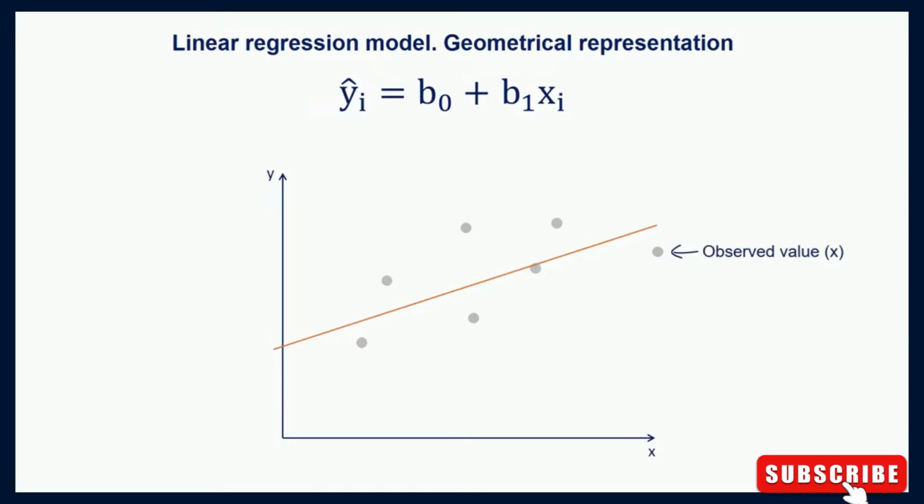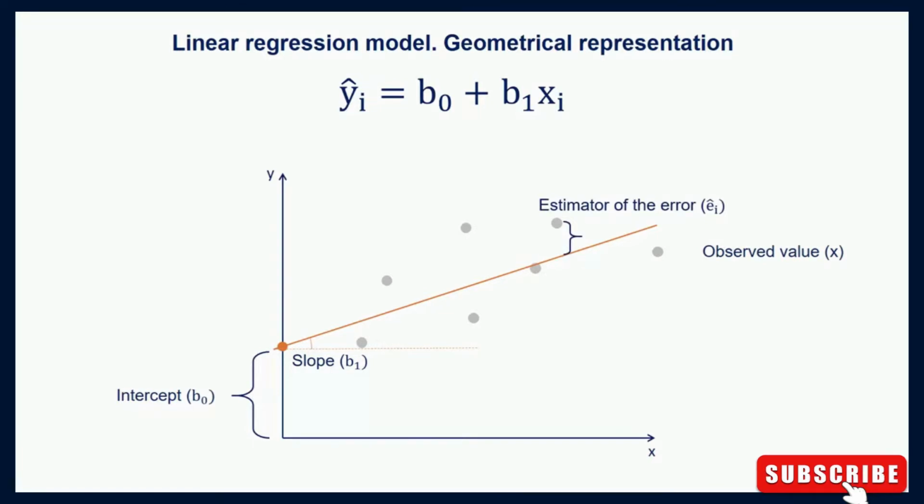b0, as we said earlier, is a constant and is the intercept of the regression line with the y-axis. b1 is the slope of the regression line. It shows how much y changes for each unit change of x. The distance between the observed values and the regression line is the estimator of the error term epsilon. Its point estimate is called residual.